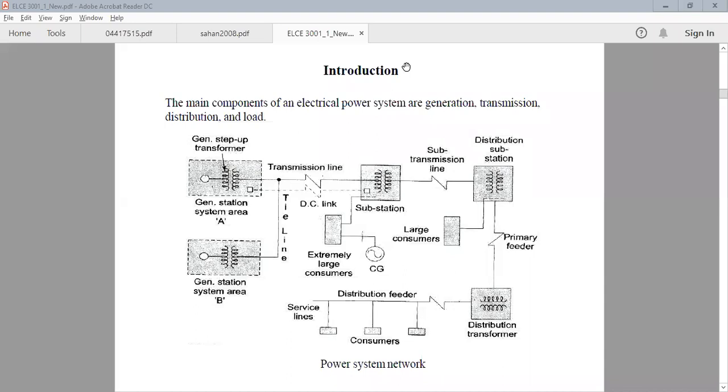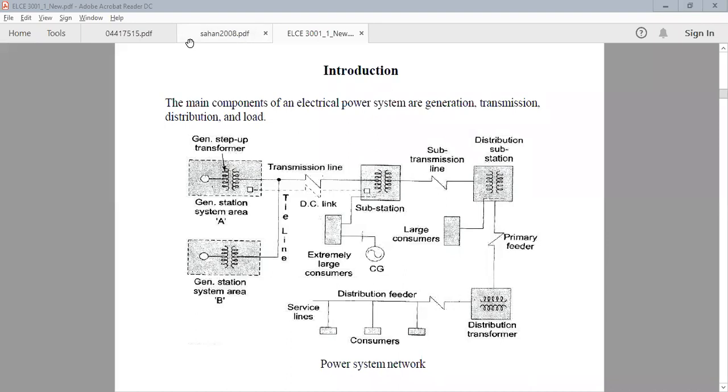We have different types of transmission lines. We have either overhead transmission lines or underground transmission lines. We have also either low voltage, medium voltage, or high voltage transmission lines.